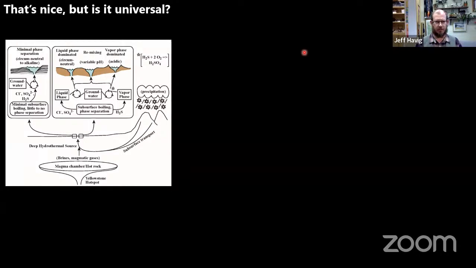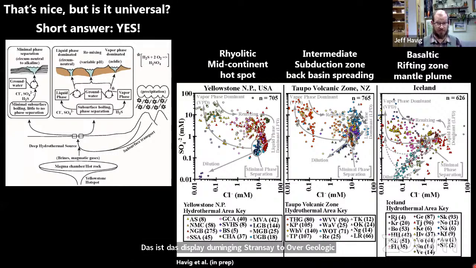So that's nice, and that's great for Yellowstone, but the bigger question is, is this important for all hydrothermal systems? Which is very valid, right? Yellowstone, for those of you who are unfamiliar, is hosted in a predominantly rhyolitic system, so lots of rhyolitic rock. And so does this way of doing things translate to other geologic settings? And the short answer is yes.